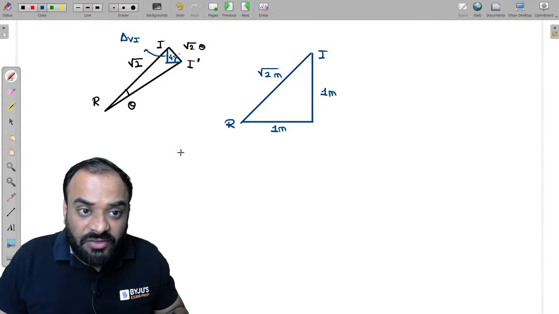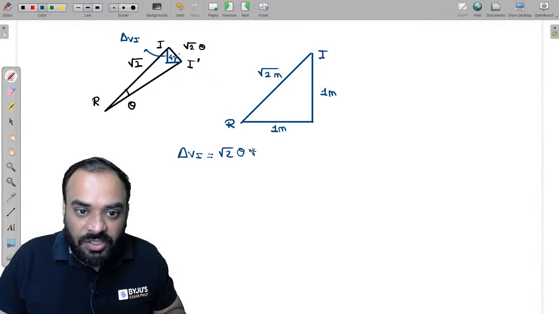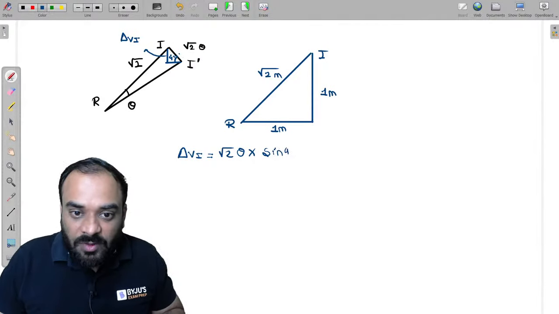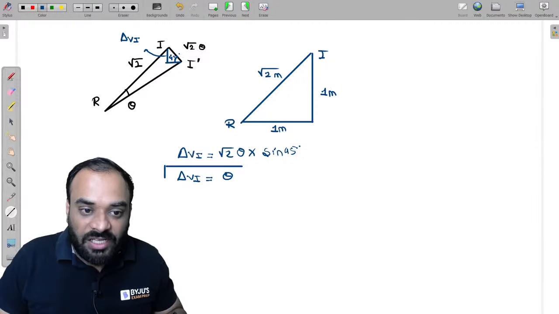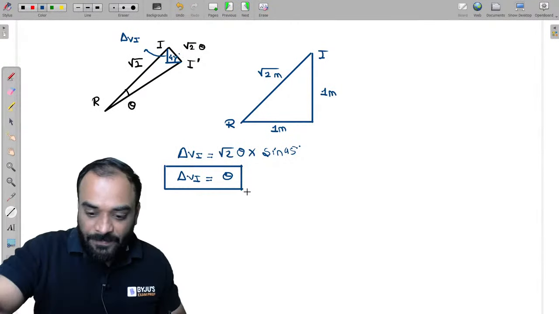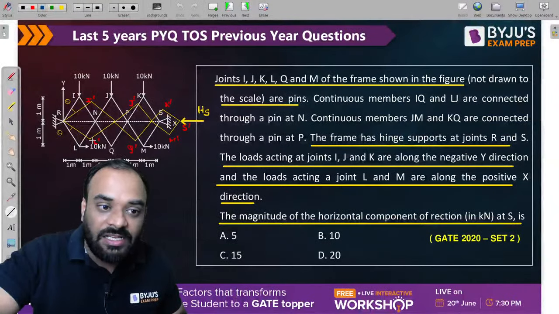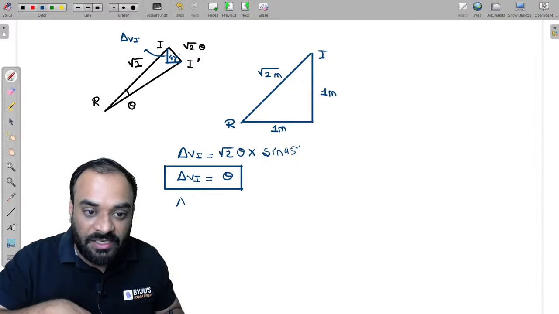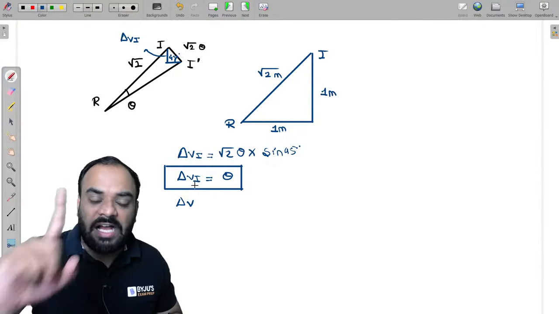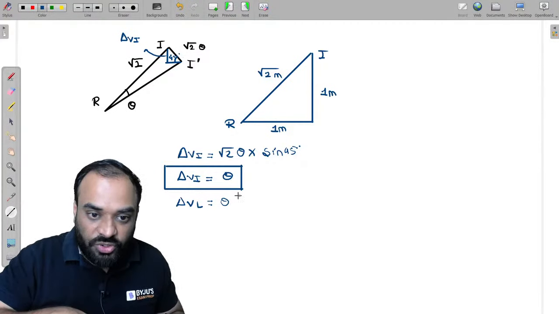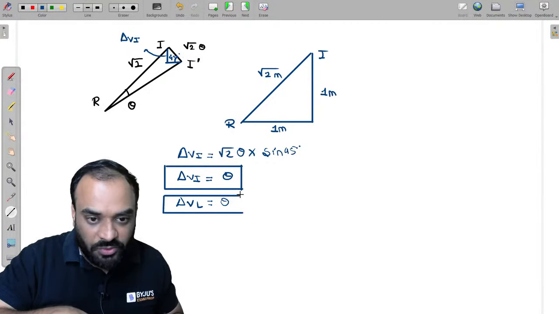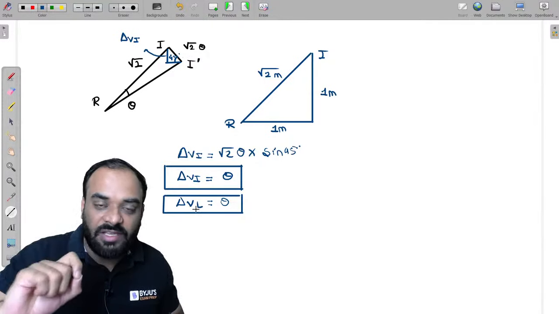If it is 45 degree, then the value of delta VI is how much? Root 2 theta into sine 45 into sine 45. If you calculate this, what are you getting exactly? It is equal to theta only. So delta VI is nothing but our theta value. In the same way, the value of delta VL in the vertical direction is how much? It is again delta V. V means vertical, L means point, right? So delta VL should also be equal to theta. Crystal clear? Delta VI and delta VL are theta only.